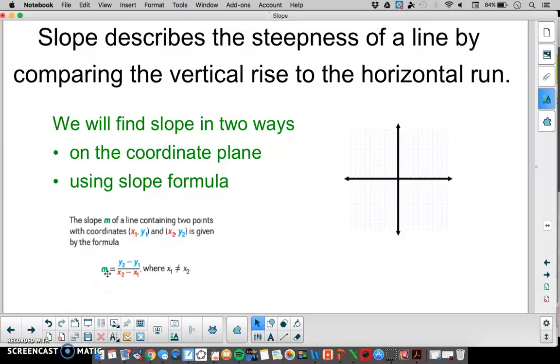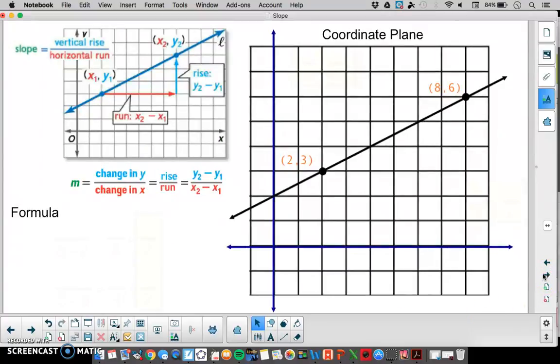M, we use to represent slope, is equal to y2 minus y1 over x2 minus x1. So here we have an example on the graph of finding the rise, the vertical rise, and the horizontal run between 2 points x1, y1 and x2, y2. The vertical rise is the distance in the y values, and the horizontal run is the distance in the x values. It's the change in the y values over the change in the x values.